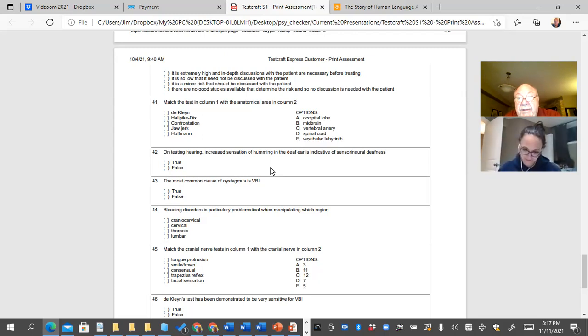Yeah, it tends to enhance bone conduction. Conduction deafness does. Sensory neural deafness, you're deaf. It doesn't matter how the sound gets there, you're deaf to it.